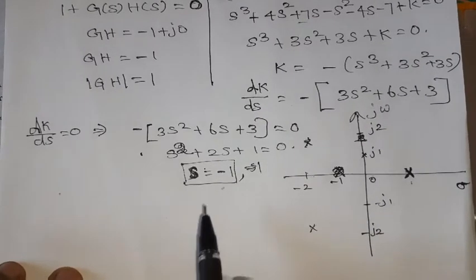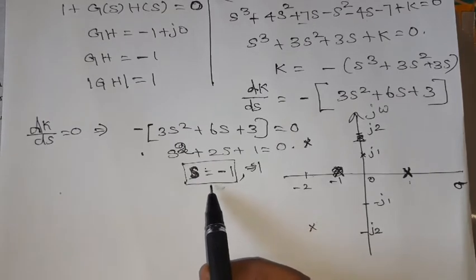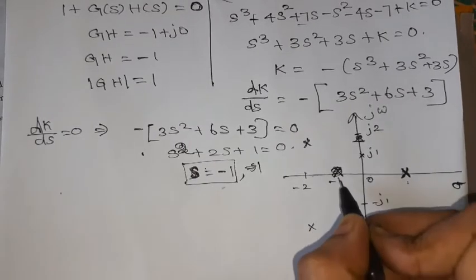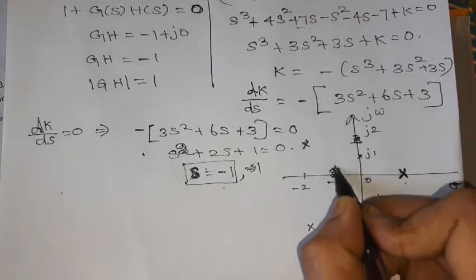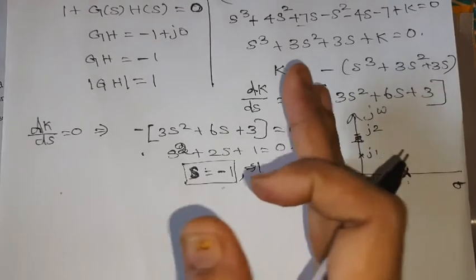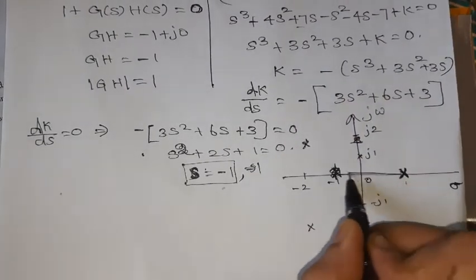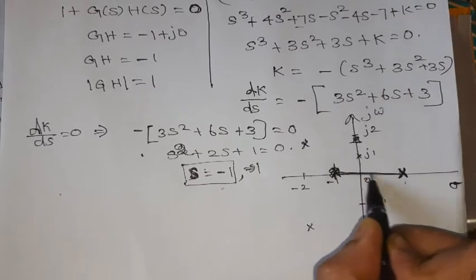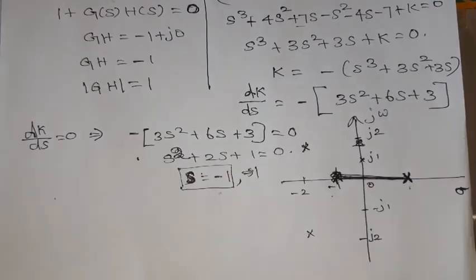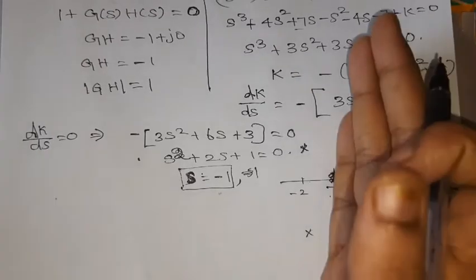So what are the breakaway points here? The breakaway point is at s is equal to minus 1. From this point, the section to the right should have an odd number of poles. So there is a root locus between s is equal to... the root locus should have an odd number of poles or zeros to the right of the section.